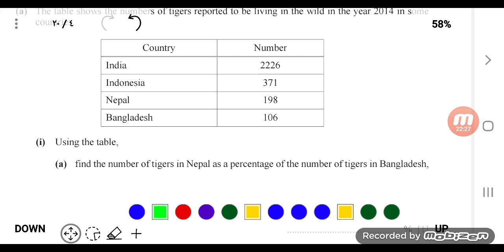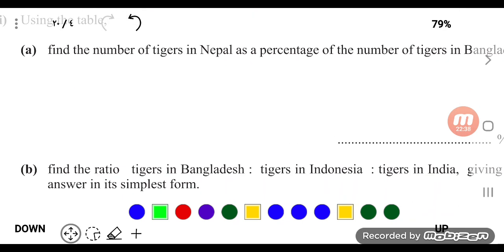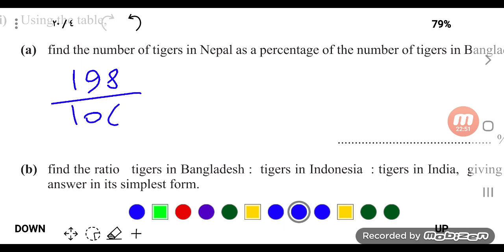This means Nepal over Bangladesh times 100. So Nepal is 189. Here 189 in Nepal, divided by Bangladesh 106 times 100. Okay, then on the calculator you write the answer here.